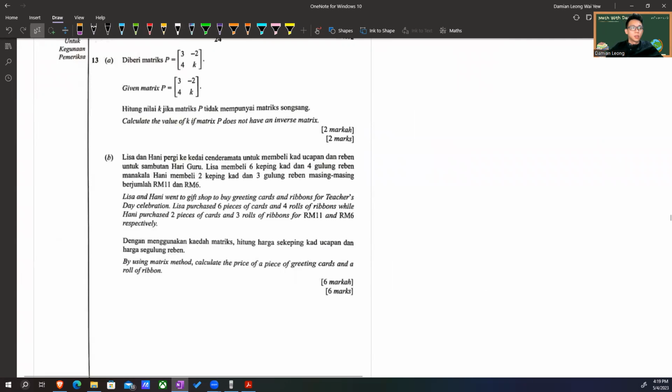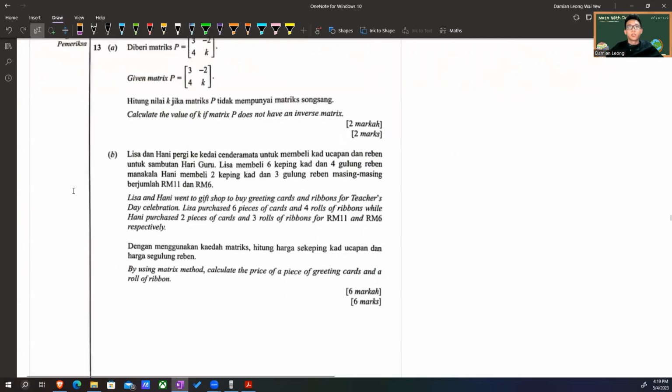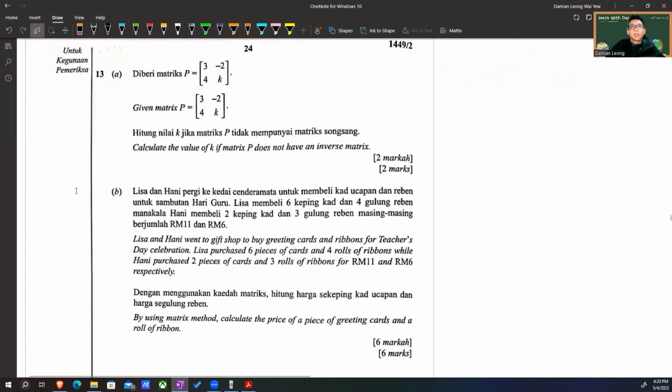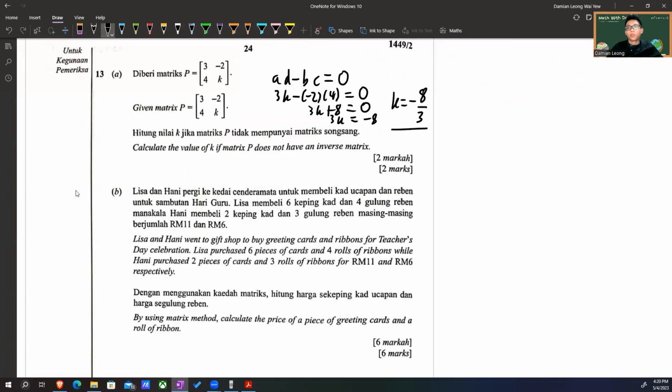Then question 13, matrices. So part A, I just need to find the value of K if matrix P does not have an inverse matrix. That is very simple. No inverse matrix means the determinant is 0. AD minus BC equals 0. So I just need to take 3K minus negative 2 times 4 equals 0. 3K plus 8 is 0. 3K is negative 8. K will be negative 8 over 3. That's for part A.